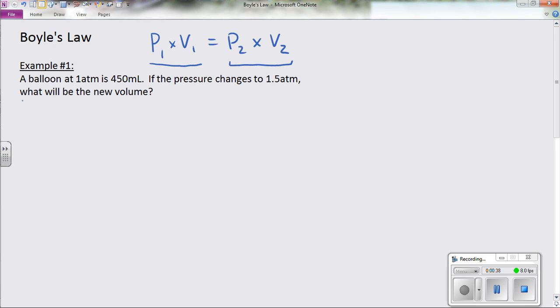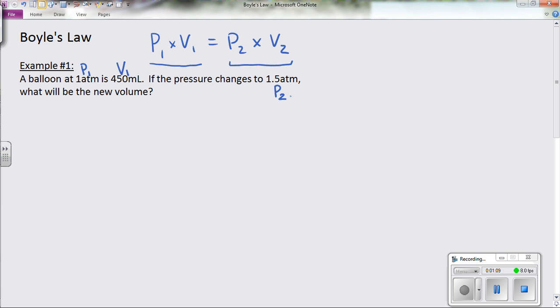Now, the first thing I always do is identify my variables. So I look at the numbers and I see what they actually mean. If I have 1 atm, I know that is my first pressure, so I'm going to label that as P1. 450 milliliters is volume, so that will be my first volume, V1. After, the pressure changes to 1.5 atm. Atm we know is a label for pressure, so that will be my P2, and V2 is yet unknown.